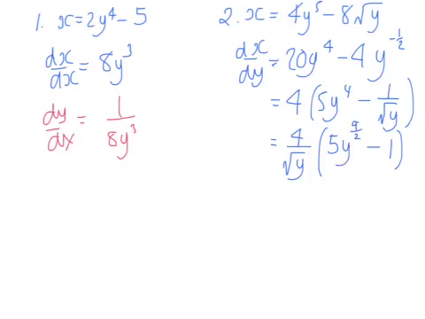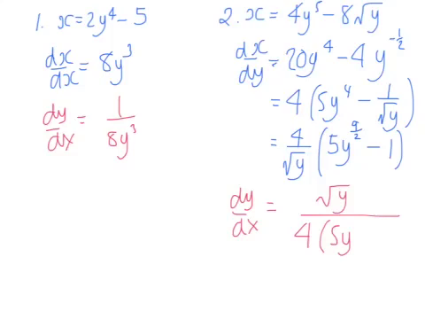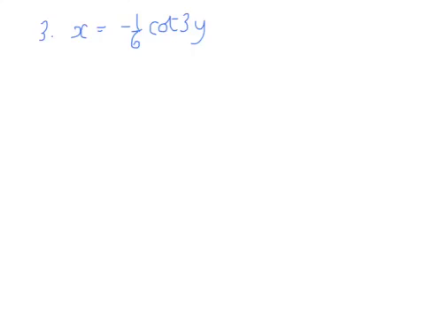Okay, so now we've got that as a factorised term, we can then turn it upside down to get dy by dx. So dy by dx is going to be, the root y is going to go on the top, because that was the denominator, and we're just going to have 4 lots of 5y to the 9 over 2 minus 1 on the bottom. Okay, one more of these.